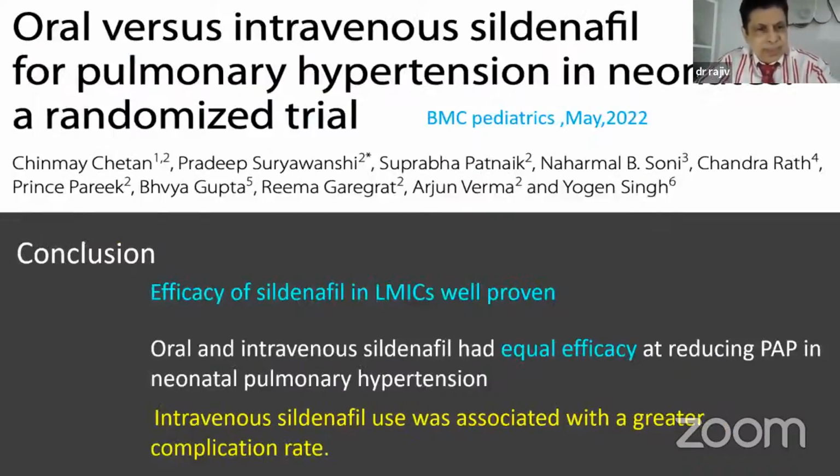Now, these are my colleagues, Pradeep from Pune and Yogan from the US. They did the study which just came out, I think, a month back.